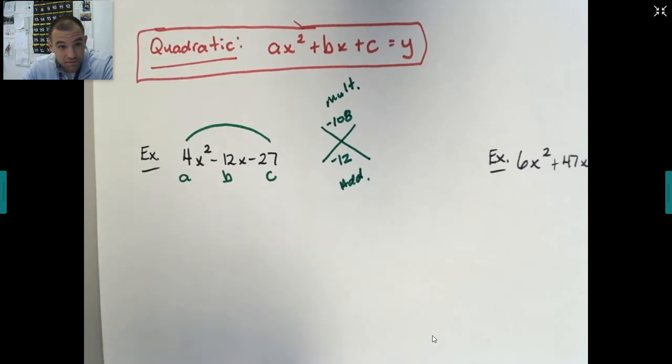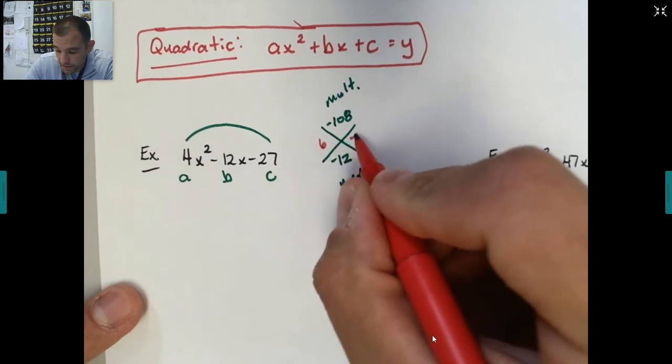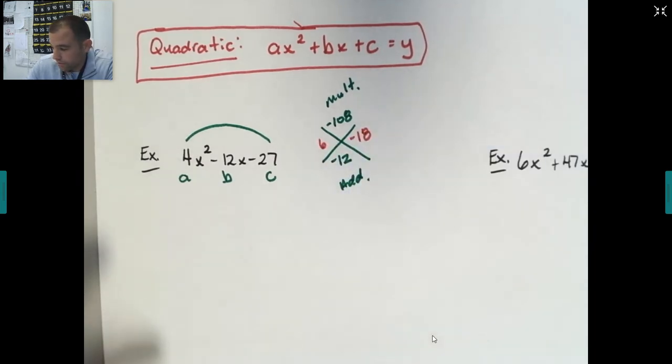All right, and so we just have to guess and check. There's no easy way to do this. This is probably the hardest part, figuring out what those numbers will be. All right, so I guessed and checked, and I found that the numbers were 6 and negative 18.